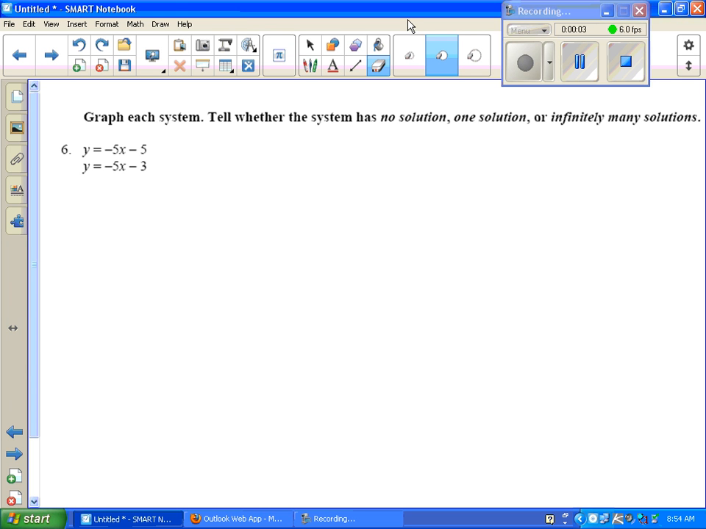This is spring test number 6. This will be part 2. We're picking up on number 6 on our study guide. It says graph each system, tell whether the system has no solution, one solution, or infinitely many solutions.